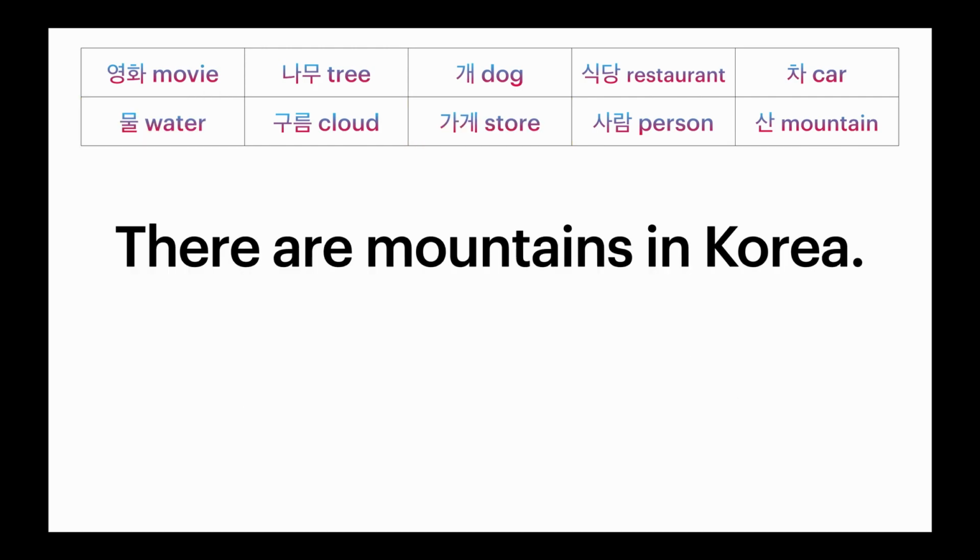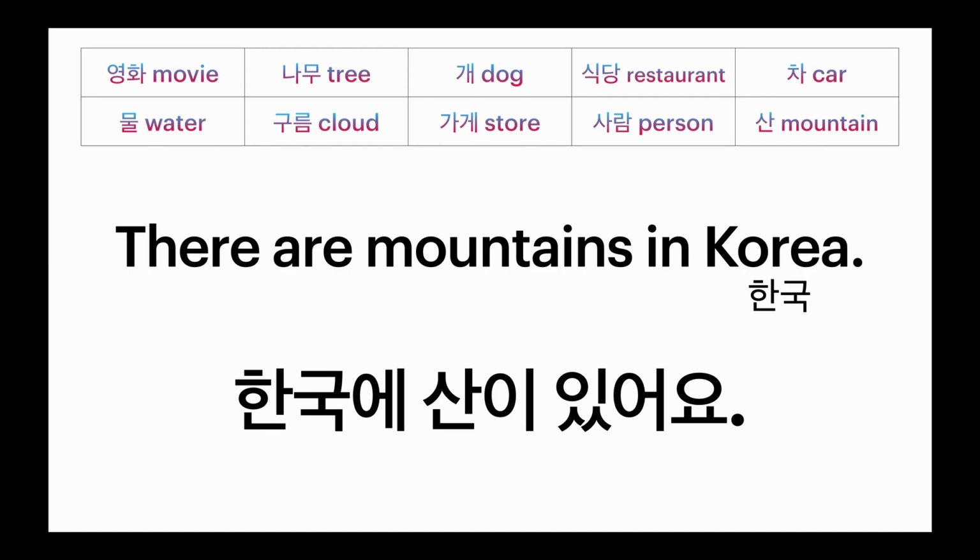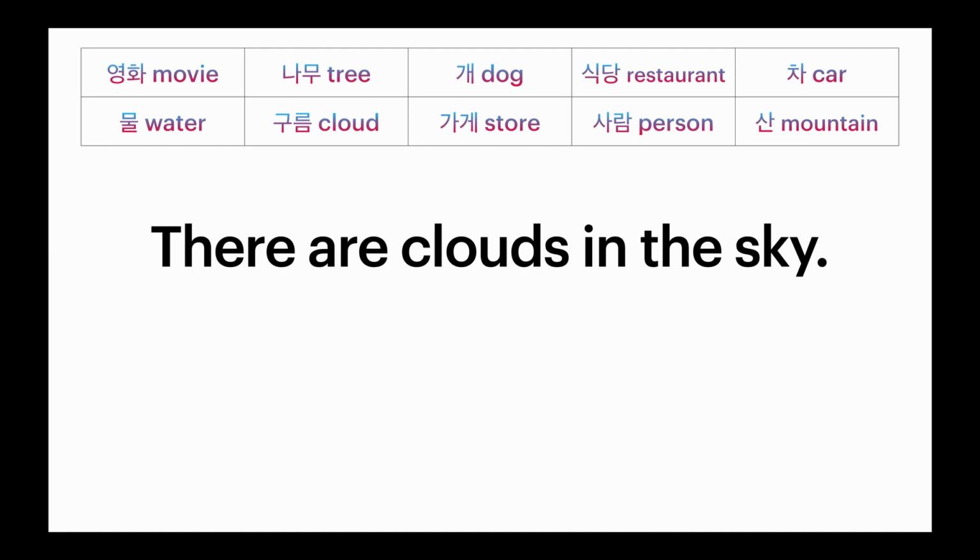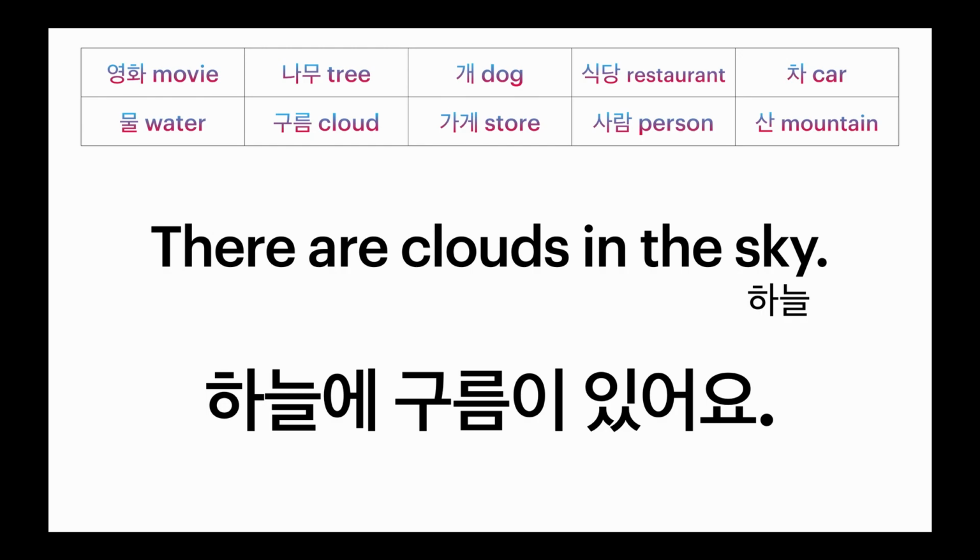Now let's try there are mountains in Korea. If you don't remember, the word for Korea is 한국. 한국에 산이 있어요. There are clouds in the sky. Sky being 하늘. 하늘에 구름이 있어요.